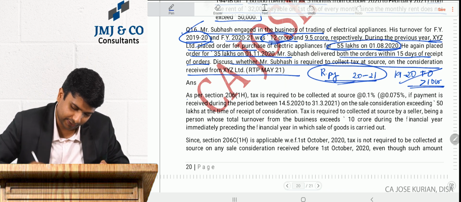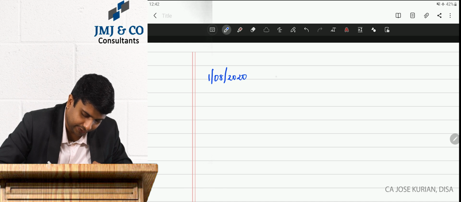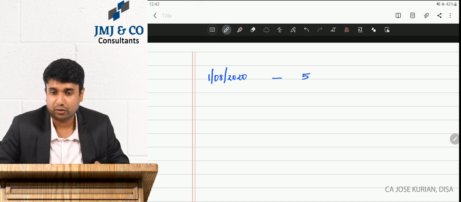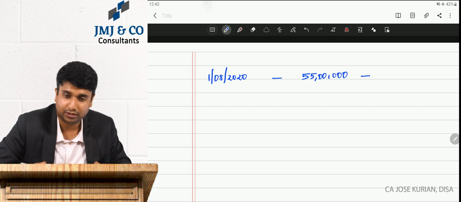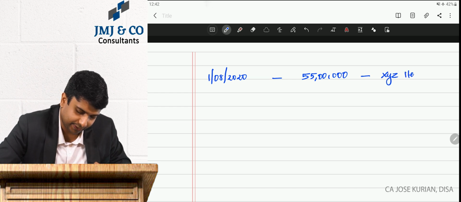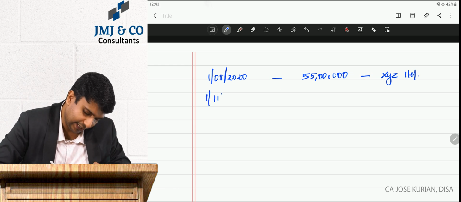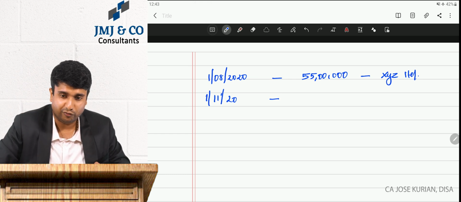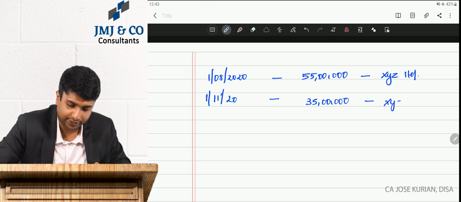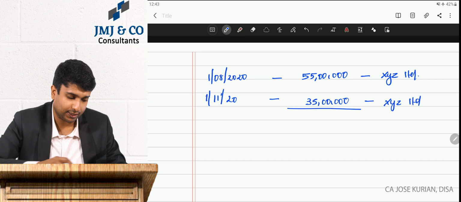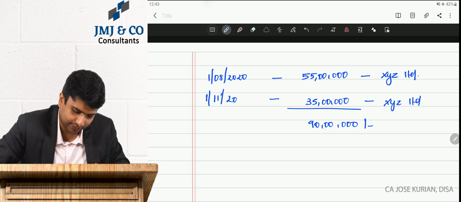Initially, the buyer is XYZ Limited. On 1/8/2020, he sold goods worth 55 lakhs to XYZ Limited. And again on 1/11/2020, he sold goods worth 35 lakhs to again XYZ Limited. So if you check, the total is 55 plus 35, which is 90 lakh. Total in that financial year is 90 lakh.